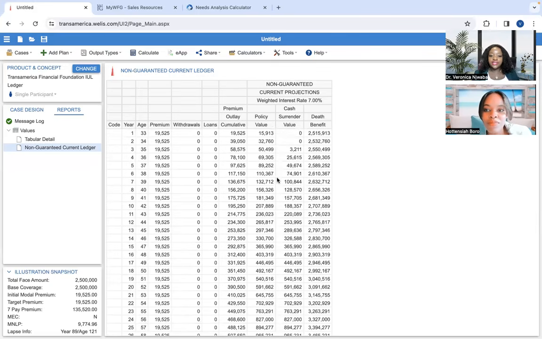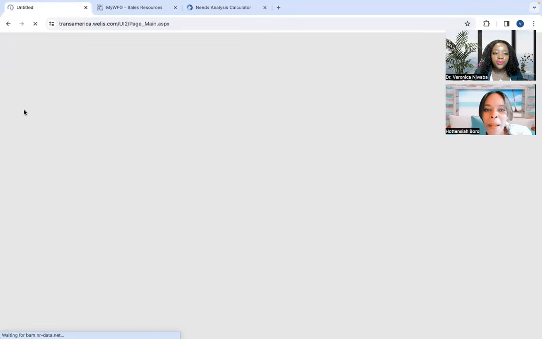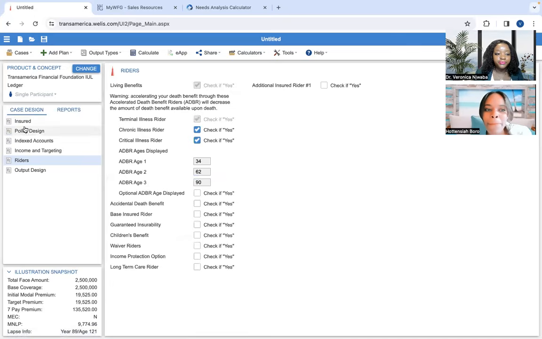All right, so Hortensia, how do you feel about contributing $19,000 a year so that you're able to have a coverage of $2.5 million and also be able to save money that is tax-free? It sounds very good, but $19,000 is a little bit too much right now. Oh, okay, no problem. So let's go down a little bit.